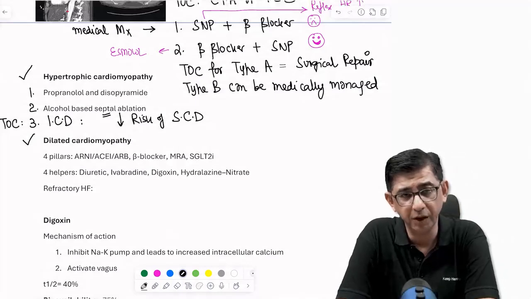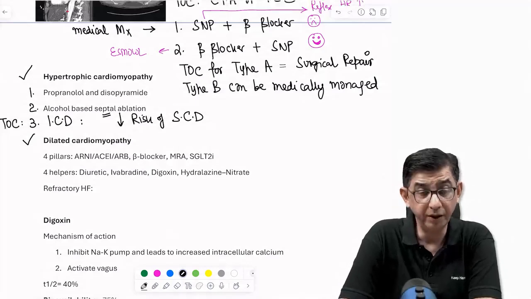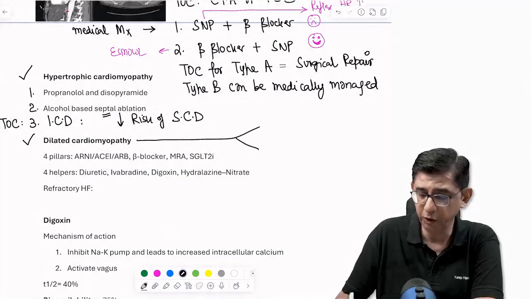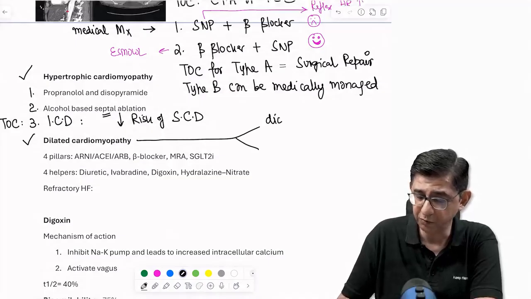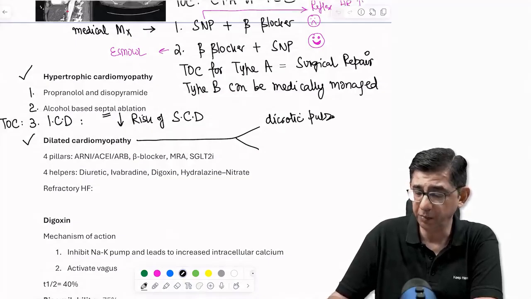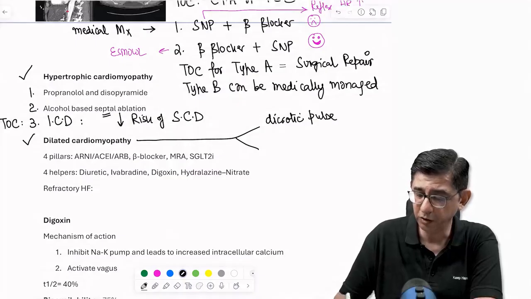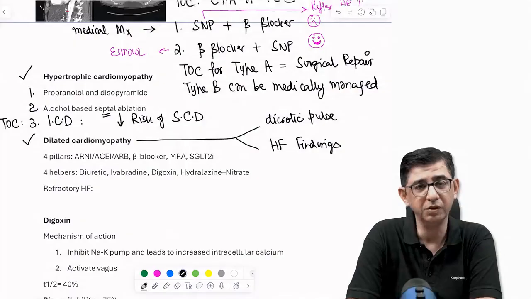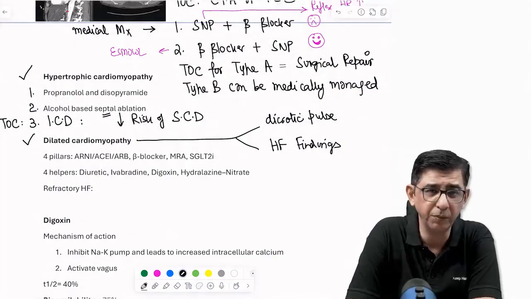Then there is dilated cardiomyopathy. The specimen is pending, but for dilated cardiomyopathy, the manifestations will be that of heart failure. At this moment, I want to say two things. In dilated cardiomyopathy, the pulse that is present, which I've already explained to you, is what is called a dicrotic pulse. And the findings that would be given in this patient will be that of heart failure. So whenever you get a question on heart failure findings and the additional point given is dicrotic pulse, think in terms of DCM. One of the causes could be alcohol.